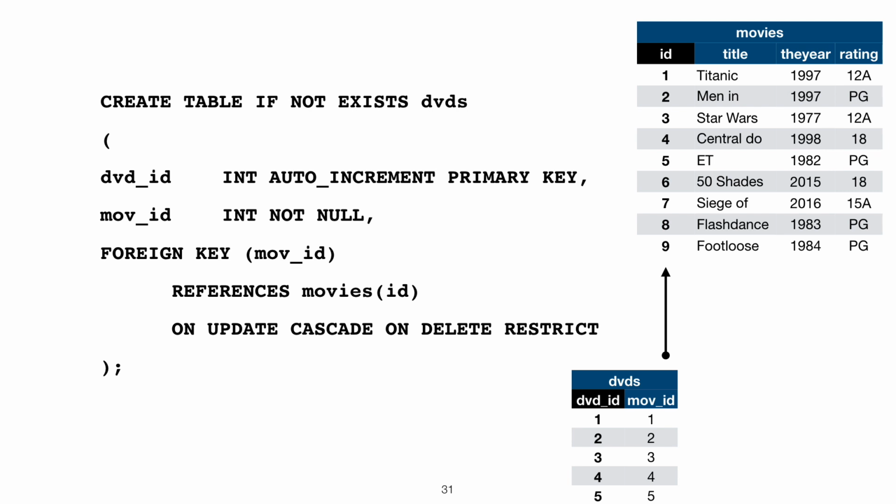So if you want to delete some entry from movies, you'd have to make sure to delete it from DVDs first. That way we can make sure that we never have a DVD that has a movie ID that doesn't exist, because that would be bad. That would be stupid.